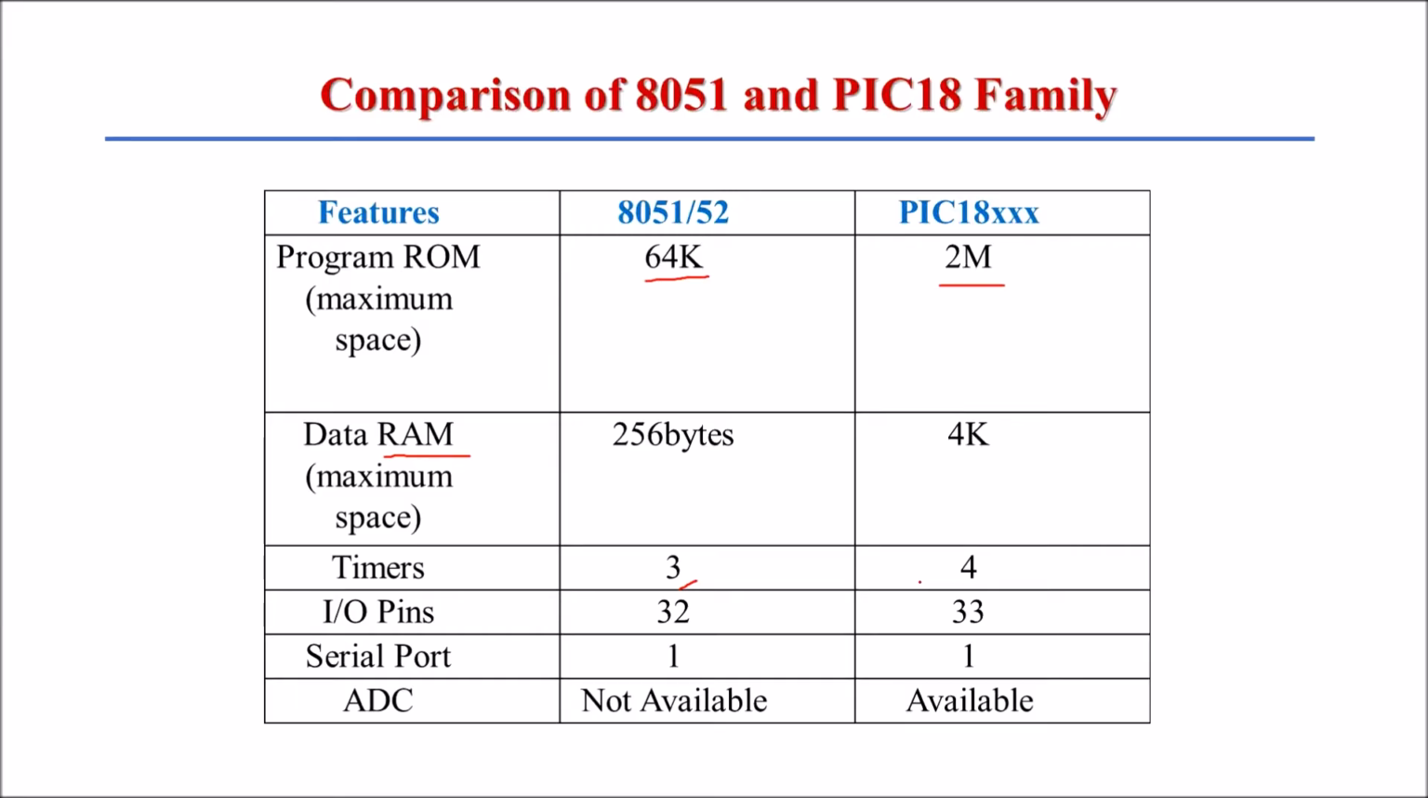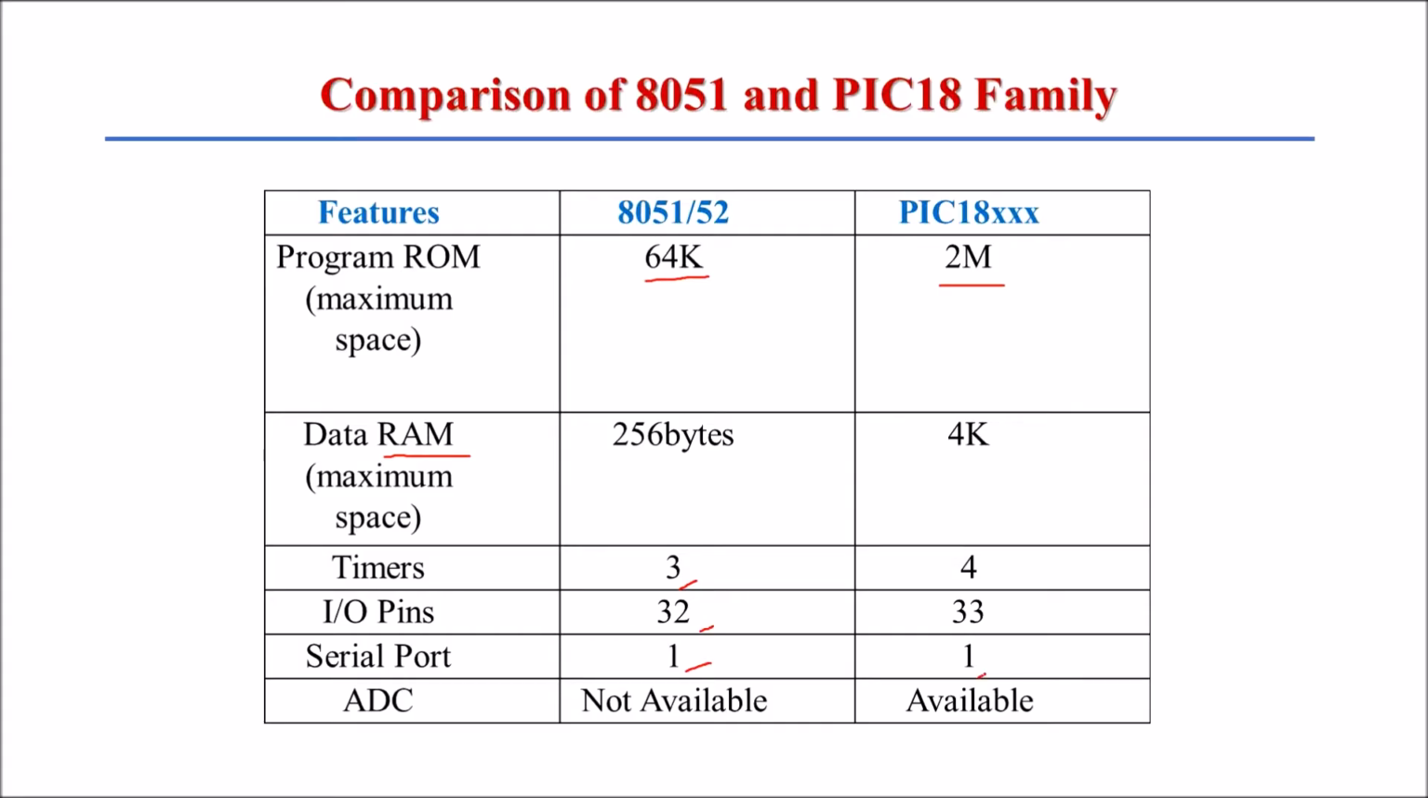The I/O pins of 8051 are 32. There are 4 I/O ports and each port is of 8-bit, so total pins are 32. Whereas in PIC microcontroller, you'll get 33 or 34 pins, depending upon the version of PIC 18 microcontroller. One serial communication port is available in 8051. One is available in PIC microcontroller.